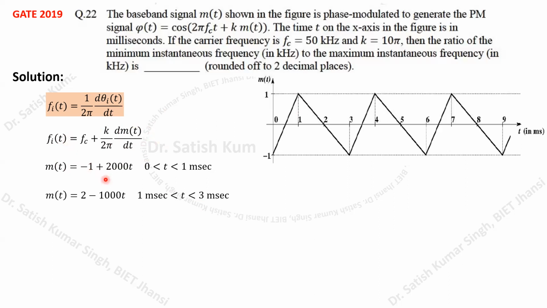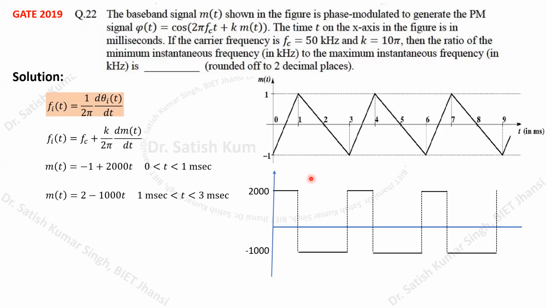If you differentiate this waveform, it becomes a waveform like this, in which we get a constant value of 2000 between 0 and 1 millisecond, and then the value switches to -1000, and so on at different time instants. So you can substitute dm(t)/dt for the different time durations, and by that we can calculate the maximum and minimum instantaneous frequency.